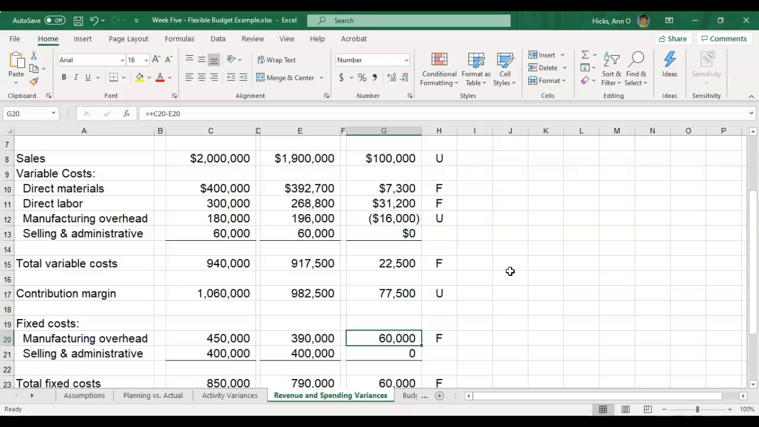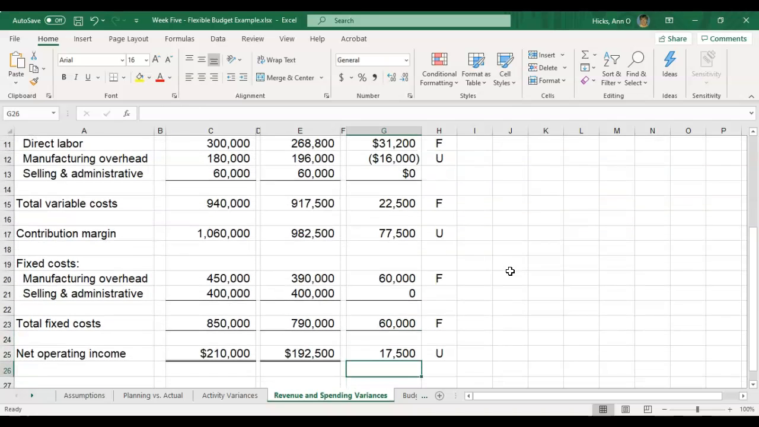Then fixed manufacturing overhead is a favorable variance. We brought it in at $390,000 versus $450,000. Selling and admin, no variance, came in at budget. And we come down to an unfavorable variance for net operating income of $17,500. So again, this is the amount of the variance between our planning budget and actual results that is strictly attributable to the sales price and the cost per unit. It ignores or has eliminated the impact of the fact that we sold fewer units.